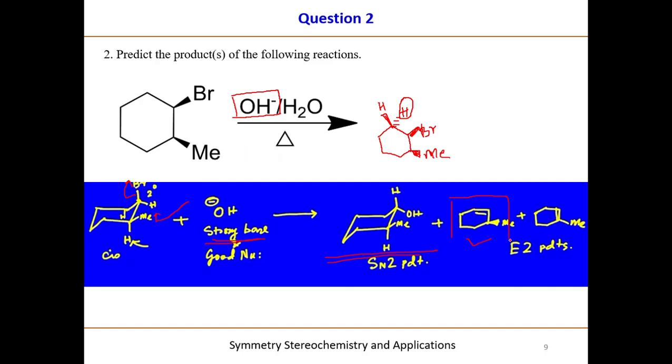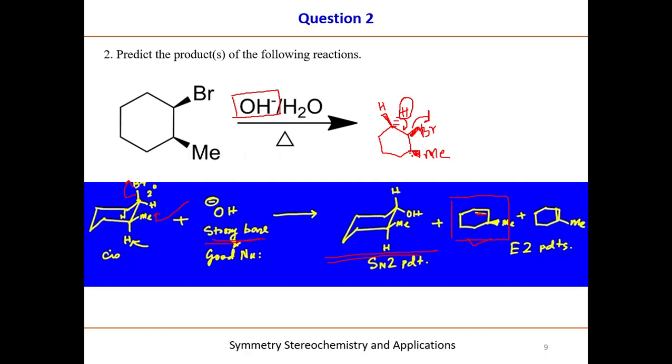This product. The mechanism will be like this. So the elimination will take place because OH minus is a strong base. It will abstract the proton, this one, and then the Br is a good leaving group and it will leave here and we will get a double bond over here.